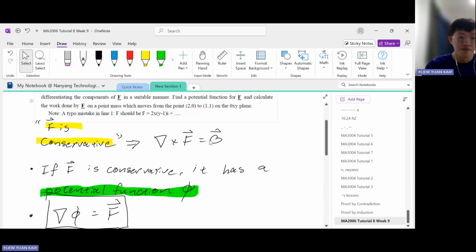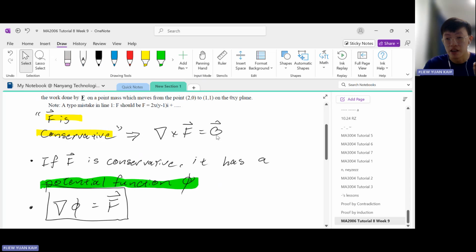What's the process behind this? First, we want to check whether F is conservative. Force fields don't have to be conservative. Some force fields are non-conservative, and some are conservative. So we want to check first whether it is conservative or not.